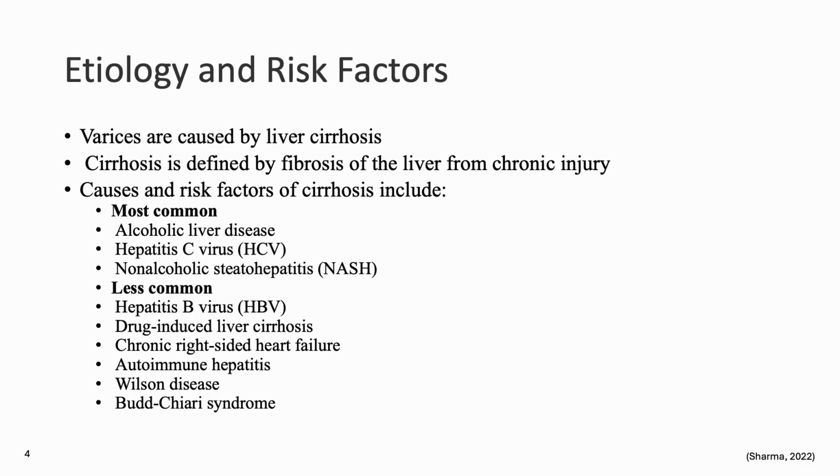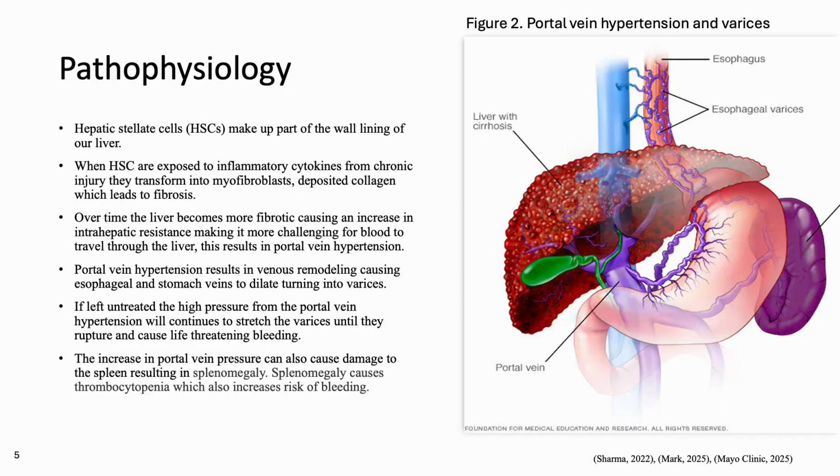heart failure, which causes portal vein hypertension and therefore liver cirrhosis, autoimmune hepatitis, Wilson's disease, which causes copper buildup in the liver, which causes cirrhosis, and Budd-Chiari syndrome, causing narrowing of the vessels in the liver, which also causes cirrhosis. Now let's look at the pathophysiology.